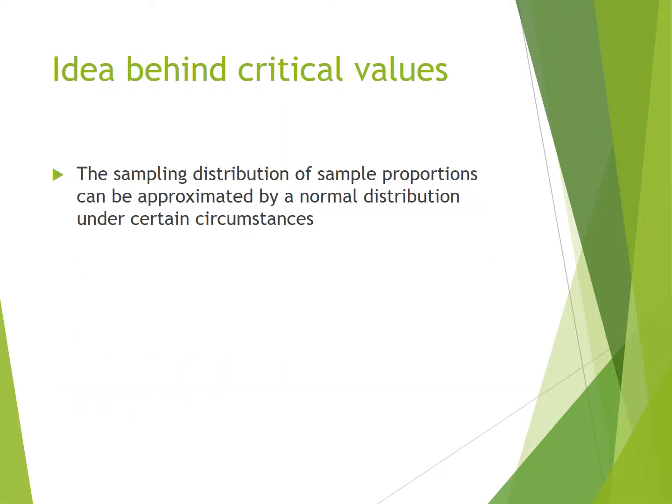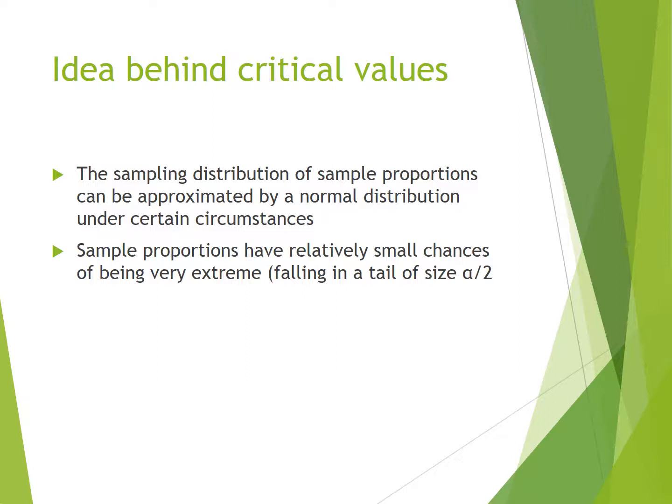Critical values: the sampling distribution of sample proportions can be approximated by a normal distribution under certain circumstances. We're lucky, Minitab does the exact value or does this normal approximation. So I'll show you, you can see both when we use Minitab.